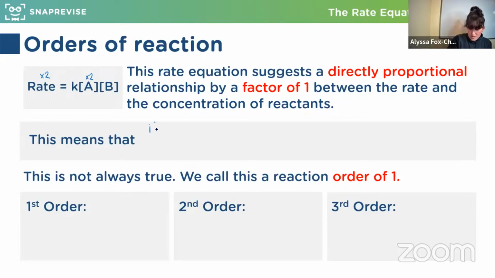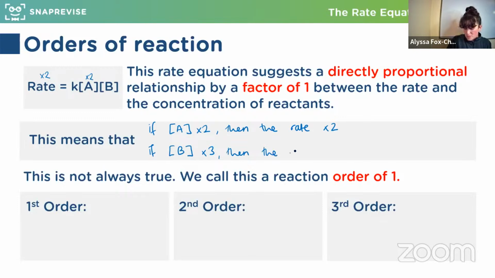So let's just put those into words. If the concentration of A is doubled, then the rate is doubled. Or if I were to triple the concentration of B, then the rate would triple.